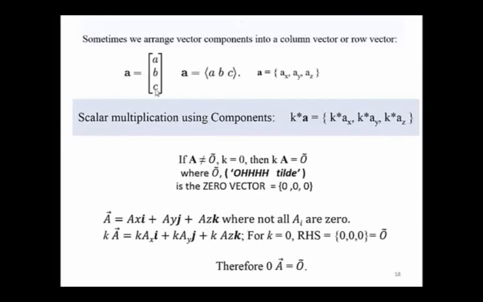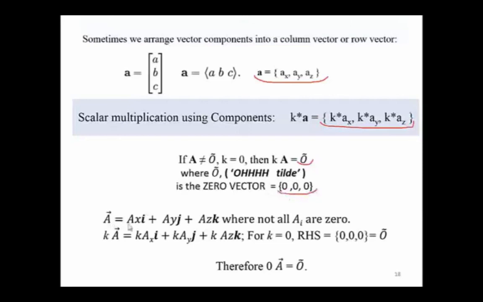The only other issue about notation is this idea of representing them in different forms. You can have column vectors, you can have row vectors, and then this is the notation that I showed you before. For scalar multiplication, if this is a vector A, you multiply each component by k, so the vector kA would be given by this expression here. If A is not equal to the zero vector and k equals 0, then the product will give you the zero vector. We sometimes just call this O tilde for the zero vector. And remember, the zero vector is just all zeros, so all the components are 0.